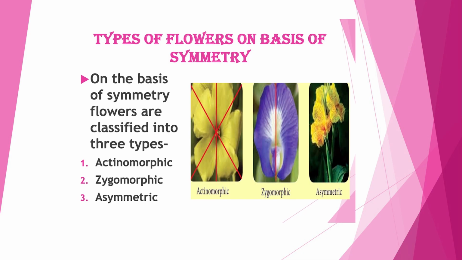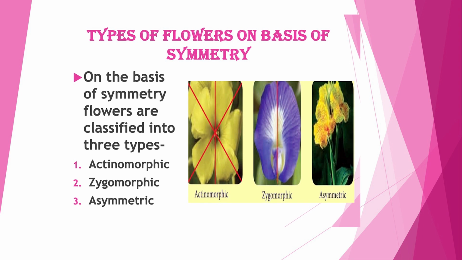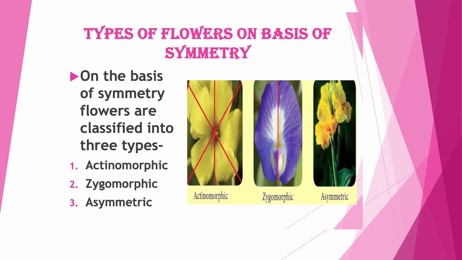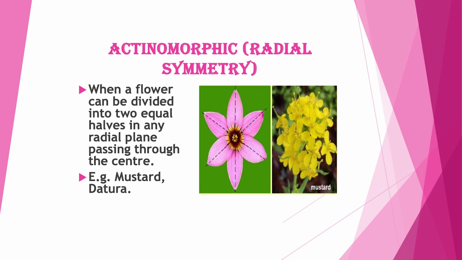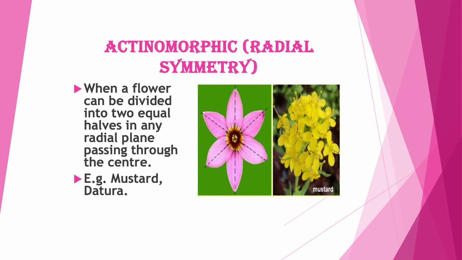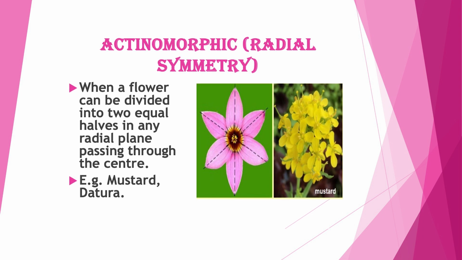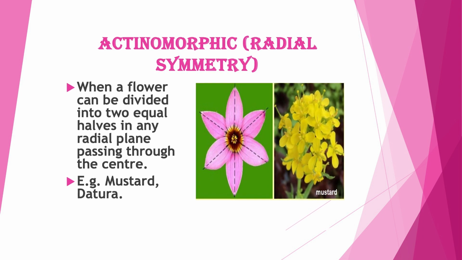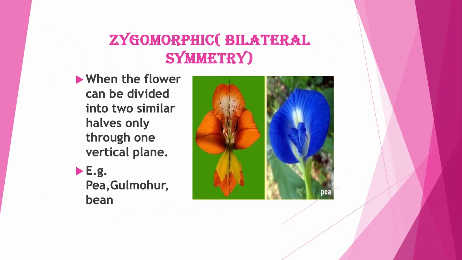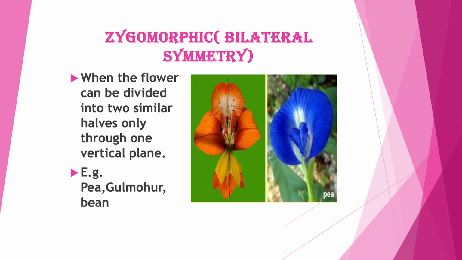Let us discuss some types of flowers on the basis of their symmetry. On the basis of symmetry, flowers are classified into three types: actinomorphic, zygomorphic, and asymmetrical. Actinomorphic, when a flower can be divided into two equal halves in any radial plane passing through its center. For example, mustard, datura.